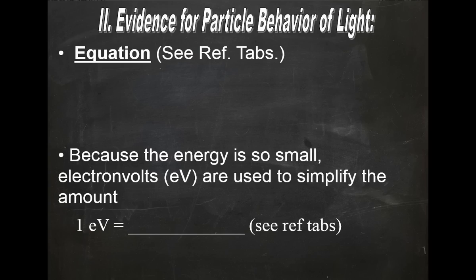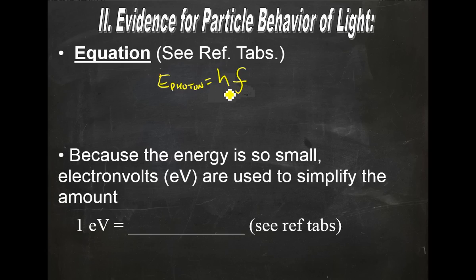Now, as I pointed out in the last slide, the energy of this photon is equal to h, which is referred to as Planck's constant, times the frequency. And this equation can be found on your reference tables on page 5 under the Modern Physics section. Now, if you look at that equation in your reference tables, there's a second version of this.